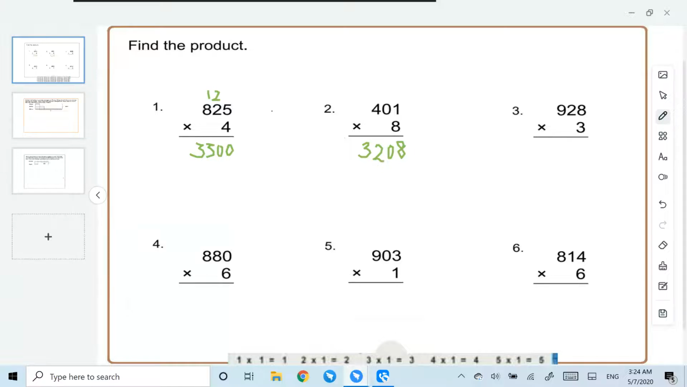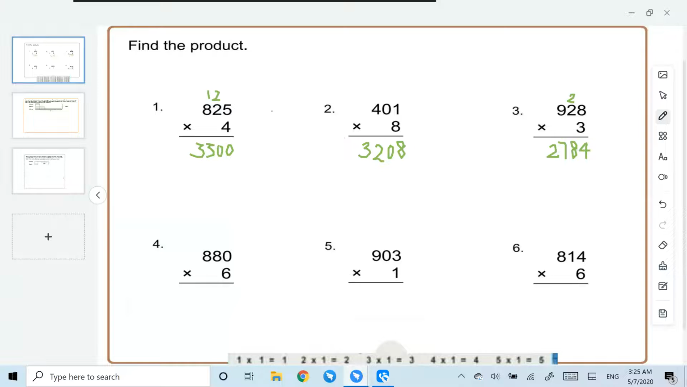Number 3, 3 times 928. 3 times 8 equals 24. 4 stay in the line, 2 goes up. 2 times 3 equals 6, plus 2 equals 8. 3 times 9 equals 27. The answer is 2,784.